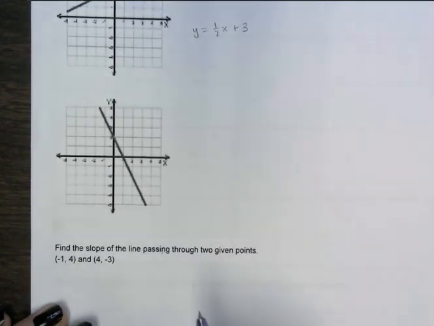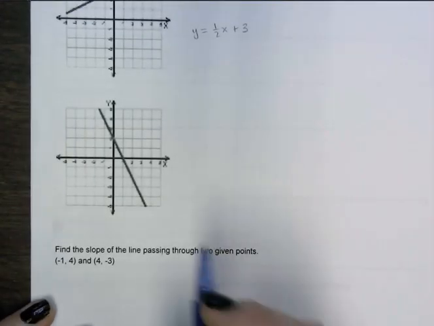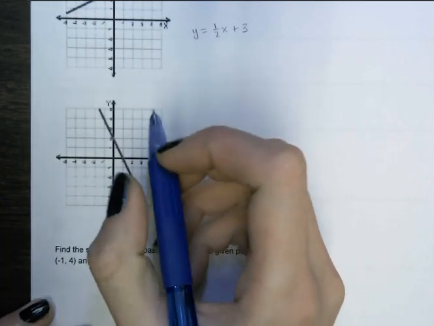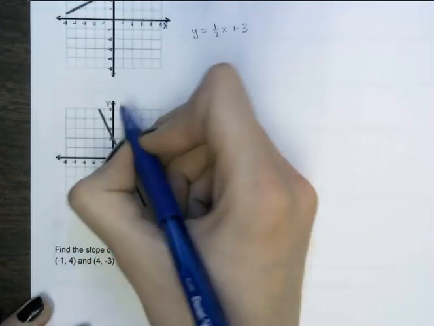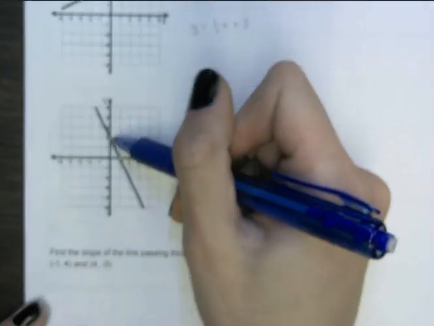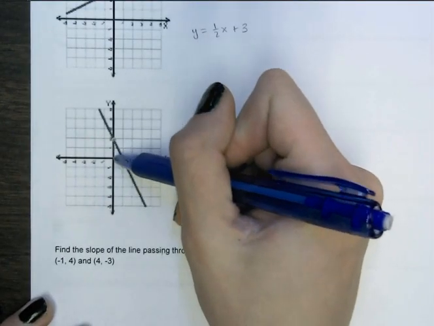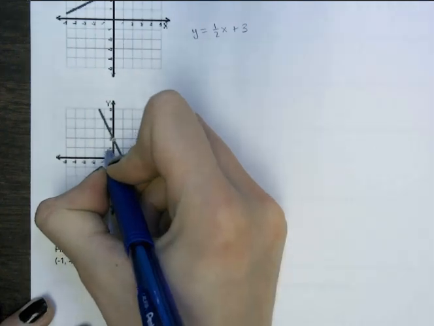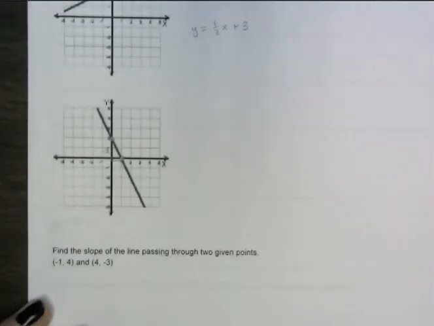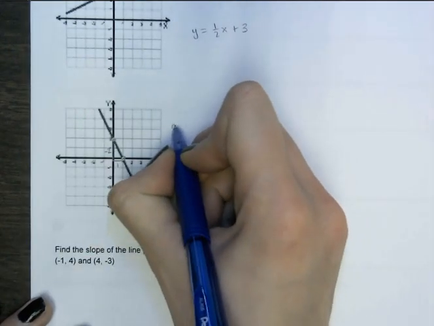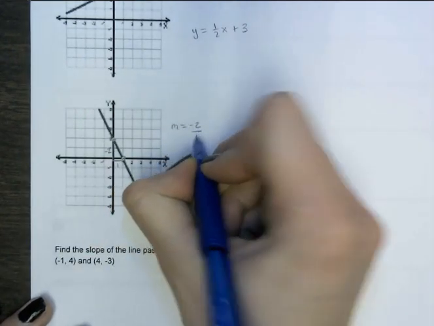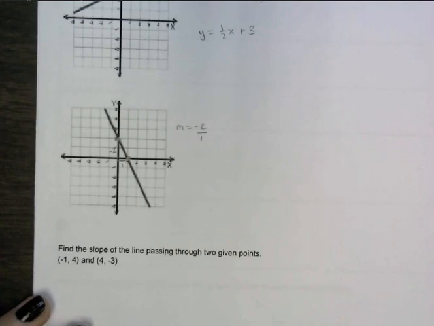Okay, so I want to pick out my slope and my y-intercept. So I'm going to use, let's do this point here and this point here. So to go from this point to this point, I'm going down 2 and over 1. So anytime you go down, it's going to be a negative. So I'm going down 2 and over 1. So rise is negative 2 and run is 1. So my slope is negative 2 over 1.